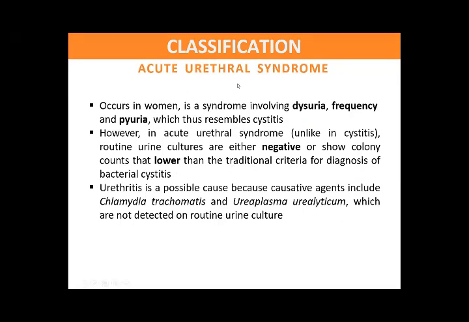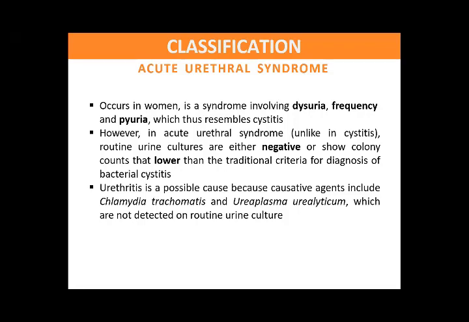Then we can have acquired urethral syndrome, which occurs especially in women. It is a syndrome involving dysuria, frequency and polyuria, which resembles cystitis. So this is the acute urethral syndrome. When a female gets infection, she can have dysuria, frequency, urgency, polyuria, and burning micturition.